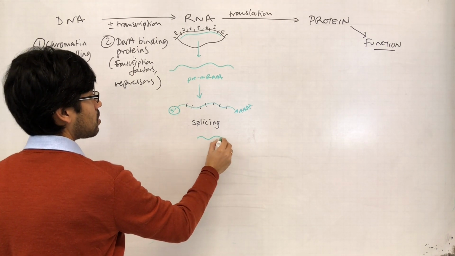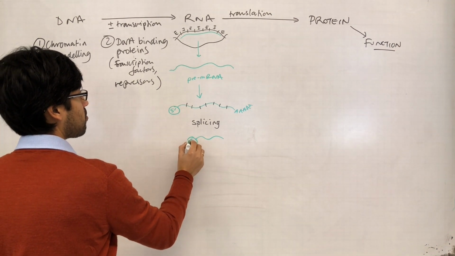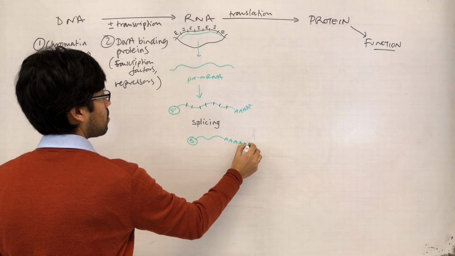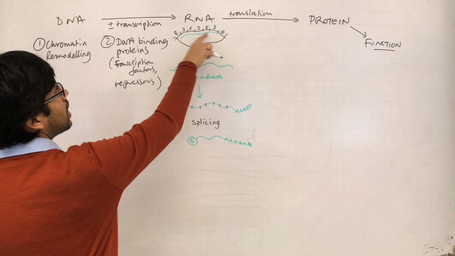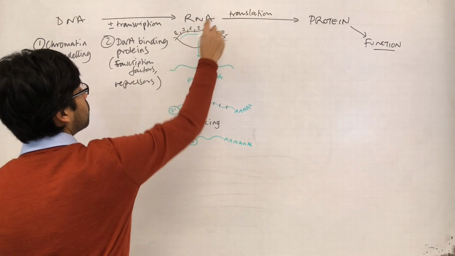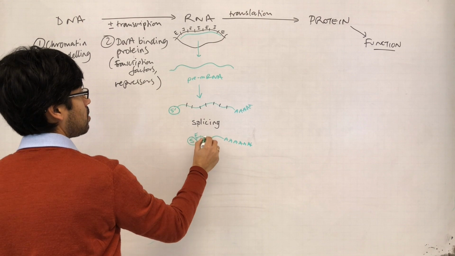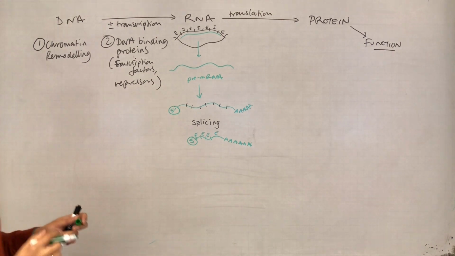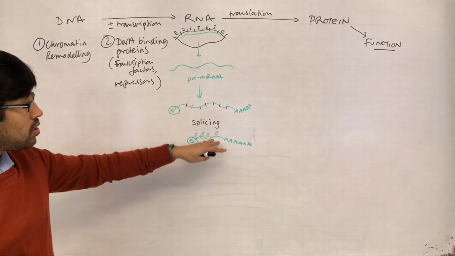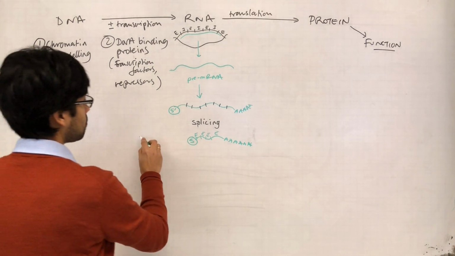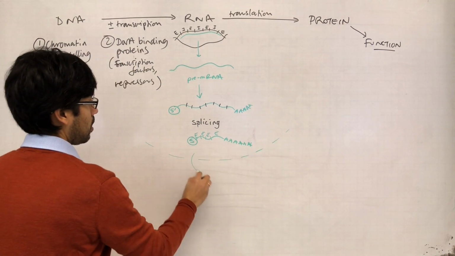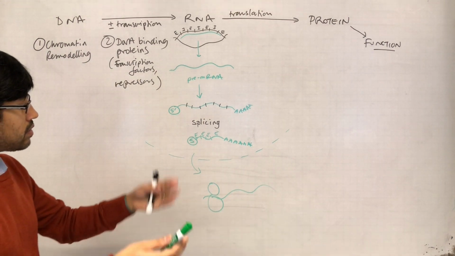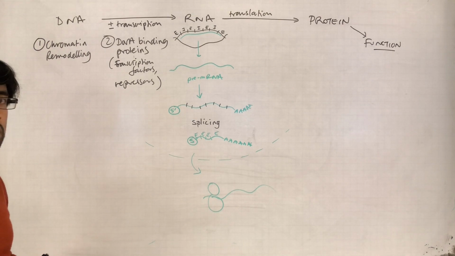So you get a shorter molecule, still with the 5' cap, still with the poly A tail, but by this time we've only got the exons. So 1, 2, 3, 4. Had 4 exons. So exon 1 joined to exon 2, joined to exon 3, joined to exon 4, and that is our final mRNA molecule, and that will be leaving the nucleus and binding a ribosome and allowing the process of translation to occur.